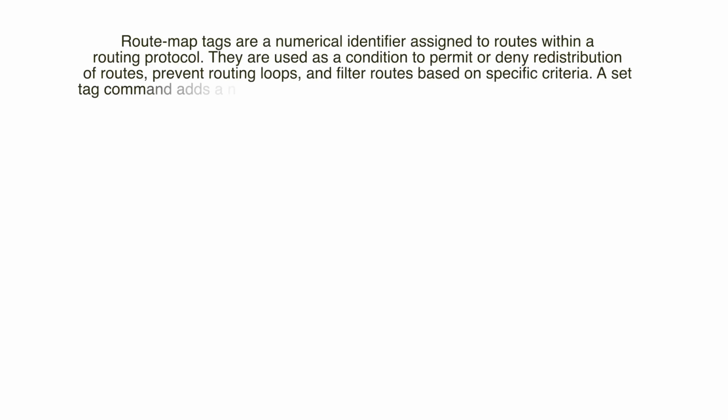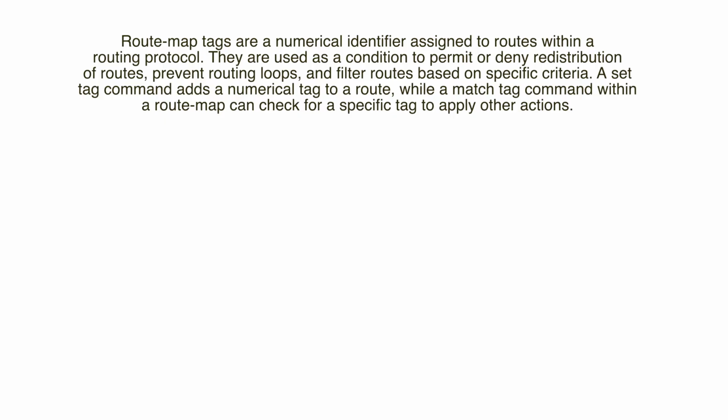So let's talk now about tags inside route maps. Route map tags are a numerical identifier assigned to a route within a routing protocol. They are used as a condition to permit or deny redistribution of routes, prevent routing loops, and filter routes based on specific criteria. A set tag command adds a numerical tag to a route, while a match tag command within a route map can check for a specific tag to apply other actions.